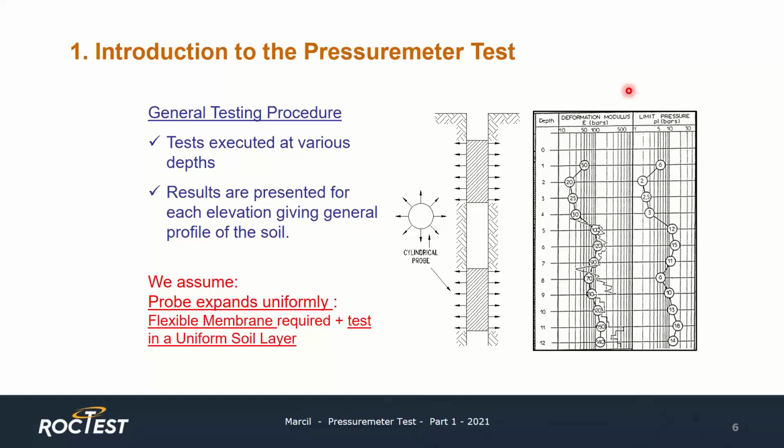But this number may vary depending on the test depth, the loading sequence, the type of soil, and the experience of the crew. When doing a pressure meter test, it is assumed that the probe expands uniformly. So a flexible membrane should be used, of course, and the test should be done, if possible, in a uniform soil layer. So it is important to pay attention when putting the probe in place to make sure that it will not straddle 2 different zones.